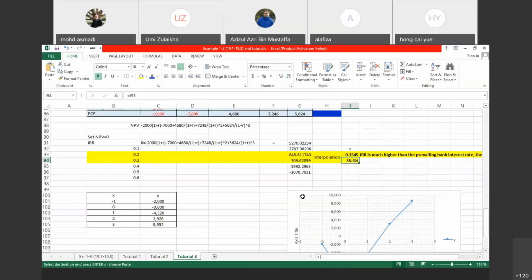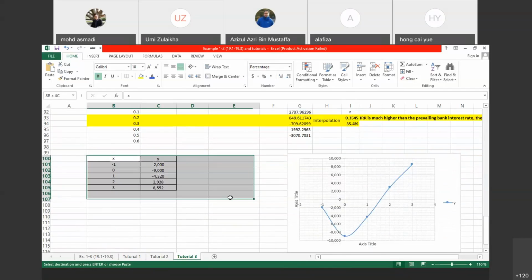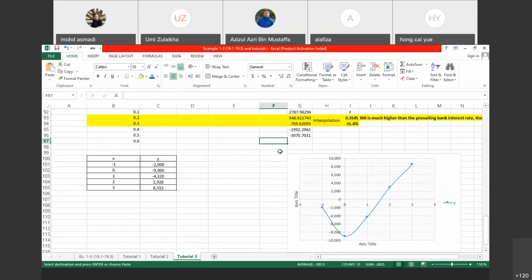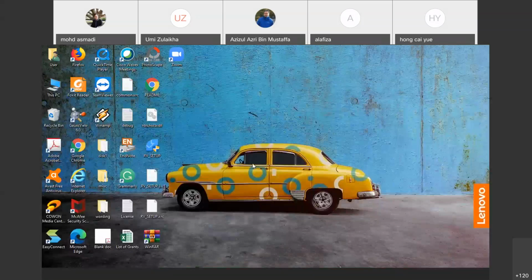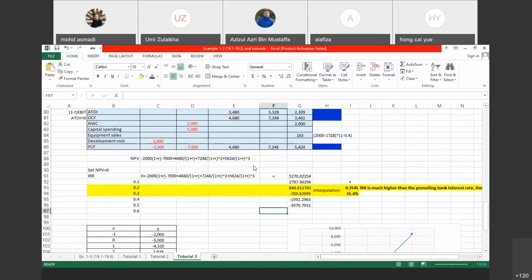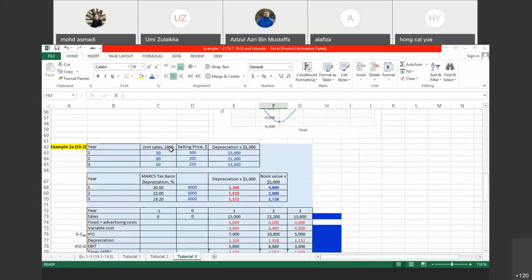If you want to draw the cash flow, similarly, after 1 year the project's cumulative cash flow is positive. This is just one scenario, the make scenario, if we change the variable cost or the unit sales for each year. Any question about this one?